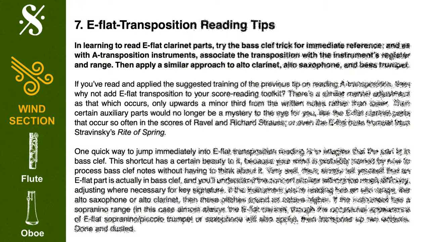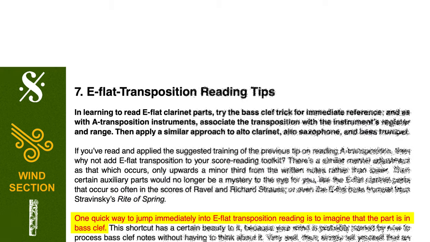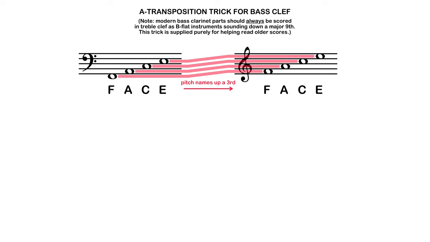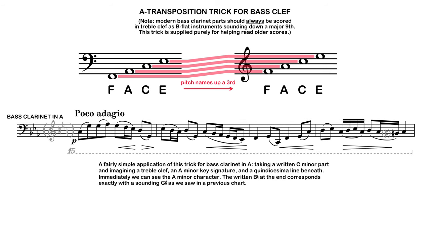Here's a little trick for reading bass clarinet parts in A, scored in bass clef. Whenever you run across them in old scores, just imagine that they're in treble clef, sounding down two octaves. This is the reverse of the E-flat reading trick that I'll cover in another video, hopefully coming soon to this channel. Since the position of pitch names in treble clef is up a third from those in the bass clef, mentally substituting a treble clef reorients the pitches for written bass clarinet in A parts, except that you'll still have to translate some accidentals here and there.